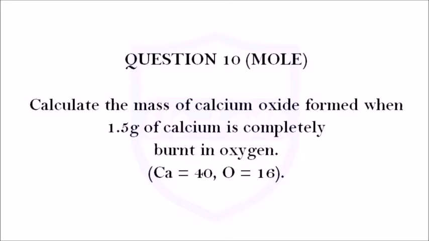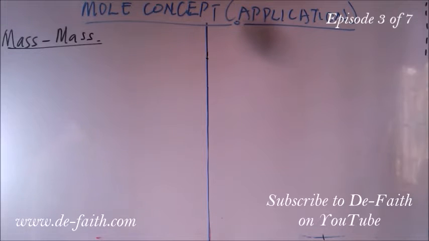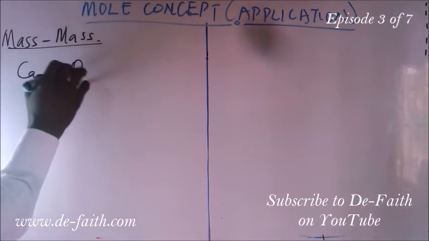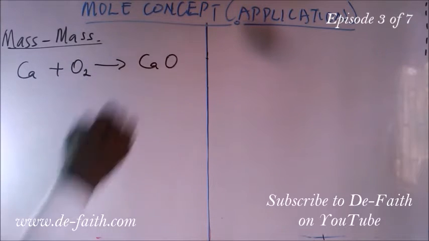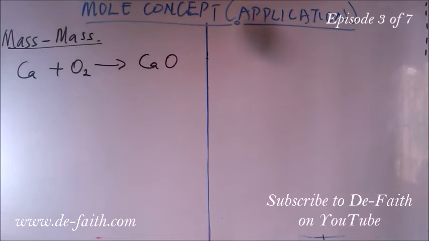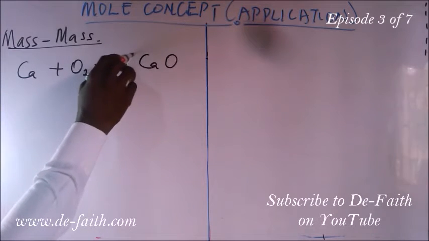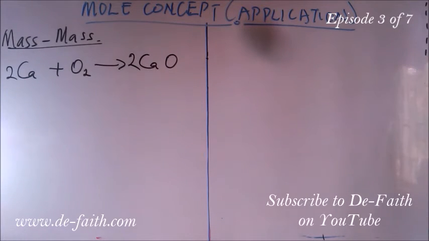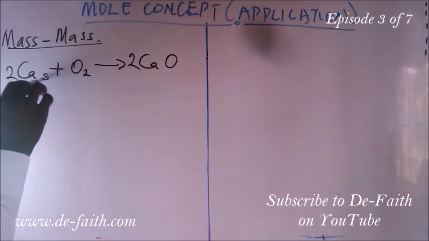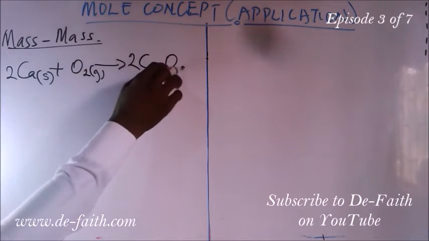Here, this question says calculate the mass of calcium oxide formed when 1.5 gram of calcium is completely burned in oxygen. For us to solve this question, we need to first put down the equation of this reaction. We have calcium reacts with oxygen to produce calcium oxide, and so we need to balance the equation. We have 2 over here, so if we put 2 here and we put 2 here, we have a balanced equation. Here we have a solid, we have a gas, and we have a solid.